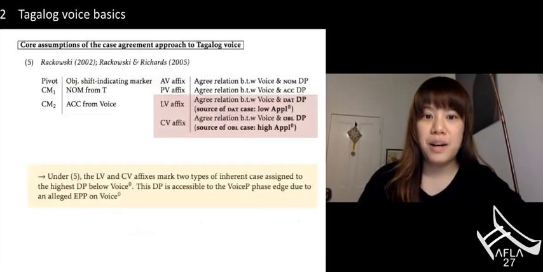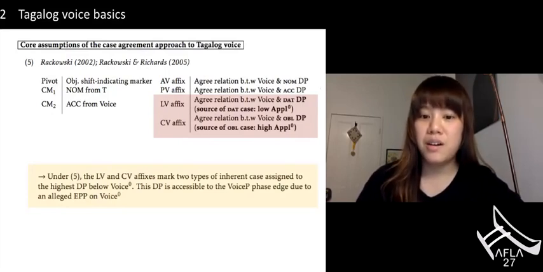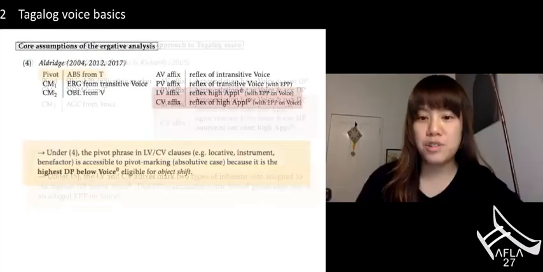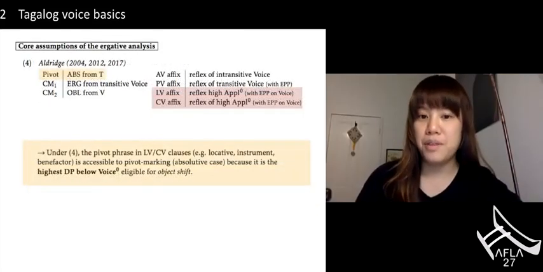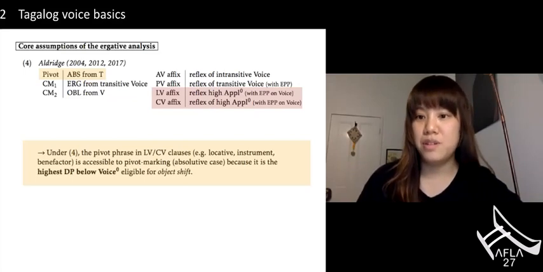Okay, so the case agreement approach to Tagalog voice assumes that the locative and circumstantial voice morphology are the morphological reflex of two types of inherent case licensed by an applicative head, which introduces a pivot phrase in the highest internal argument position. And the ergative approach assumes pretty much the same thing with locative and circumstantial voice morphology, whereby they are the spell-out of a high applicative head that licenses the pivot in the highest internal argument position, whereby this pivot can further undergo object shift.